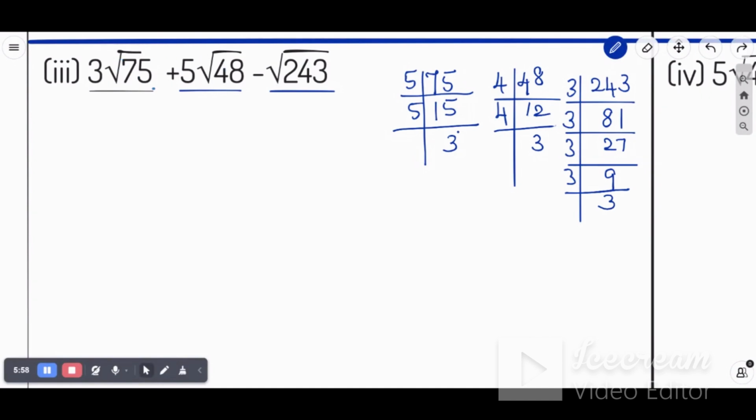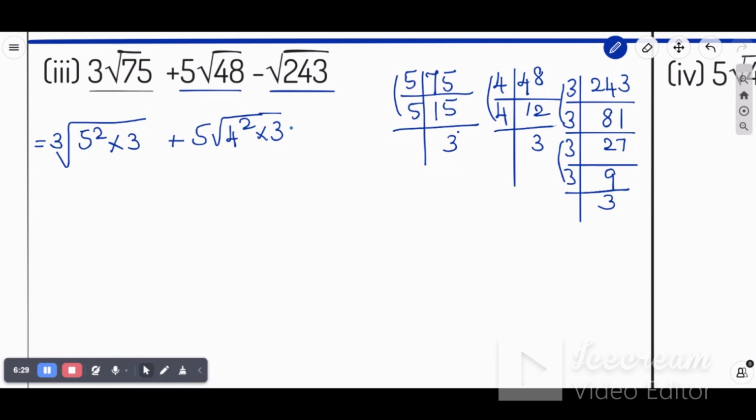So all are square roots. So let's start rewriting our question. 3 and let us make it as squares and do it. 5 square, 4 square, 3 square and 3 square and a 3. So this will be 5 square into 3 plus 5 root of, please don't write like this, write like this, okay? 5 into, not 5 fifth root. Next will be 4 square into 3. And the next will be, you have to write it as minus 3 square into 3 square into 3.